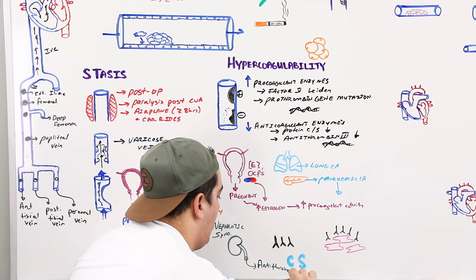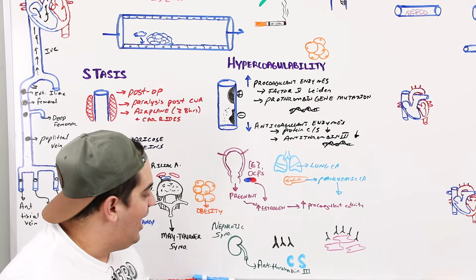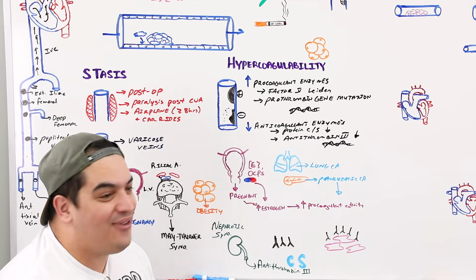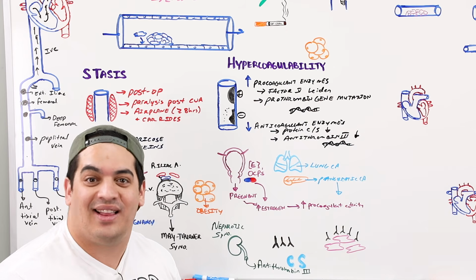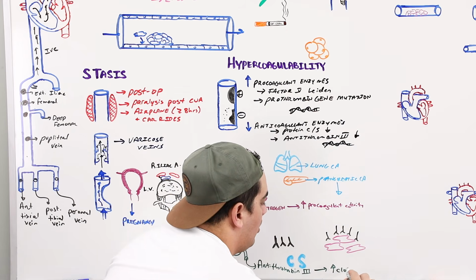antithrombin 3. What did we just say antithrombin 3 is? It's an anticoagulant enzyme. If I'm excreting antithrombin 3, what am I doing? I'm decreasing the functional antithrombin 3 anticoagulant enzyme in my blood. And that is going to increase risk of clots.